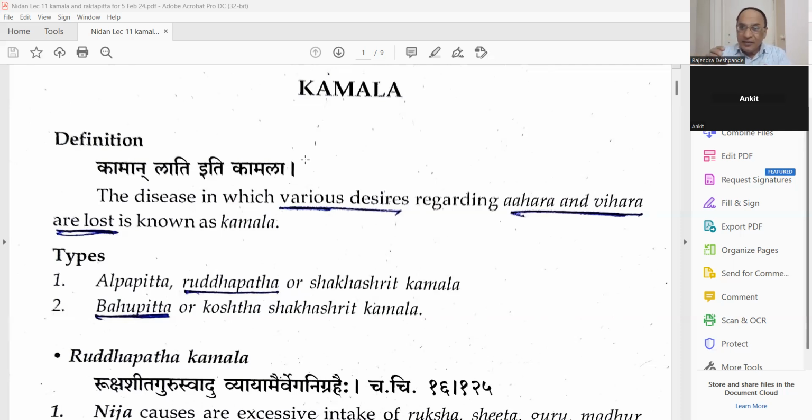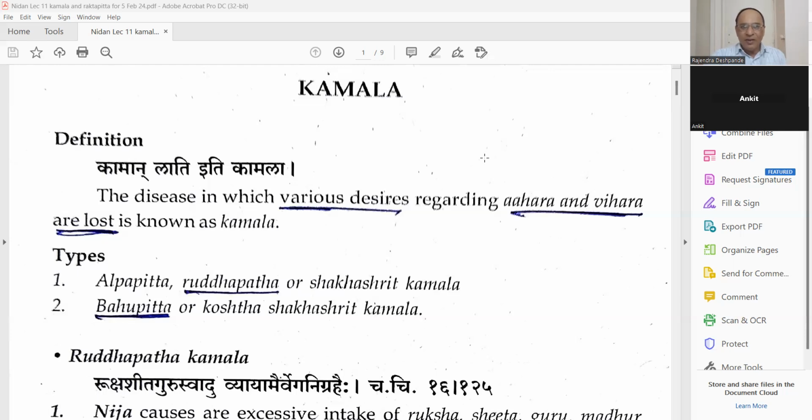Doesn't want to see that video. Doesn't want to see the mobile. Even some people who are smoking, they don't even want to smoke. Oh my God. Yes, that is true. Even the person loses interest in sex. Yes, yes, it's not mine, it's mentioned in the medical books. So that is Kamanlati. All your various desires about ahar and vihar, food and lifestyle, they are finished in the Kamala. That is why Kamanlati iti Kamala.